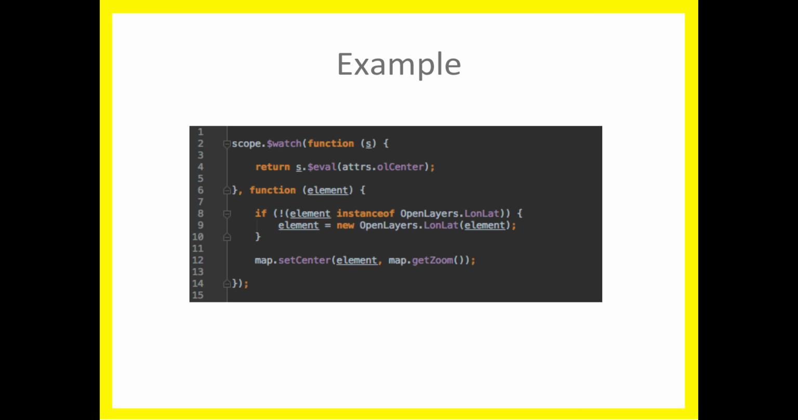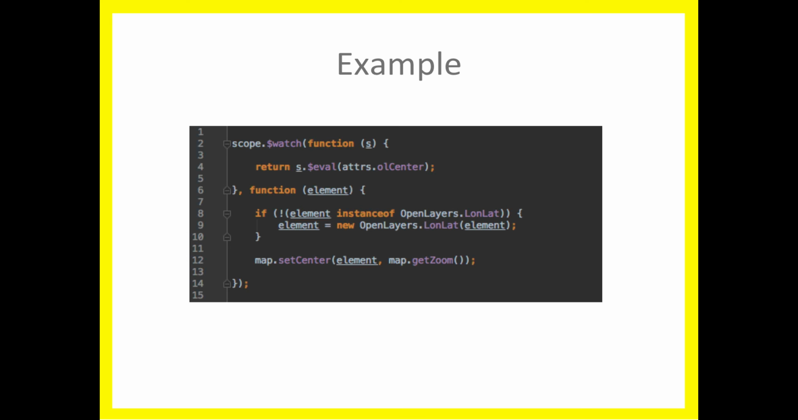What's actually happening is, you can see on line 4 we're returning an evaluation of the string which is kept in a property called OL_center. Every time that string, which represents the function for OL_center, is evaluated, it will trigger this watch function. And basically what the watch function does is pass the element, the property that comes back from that function, into the next function, which starts on line 6.